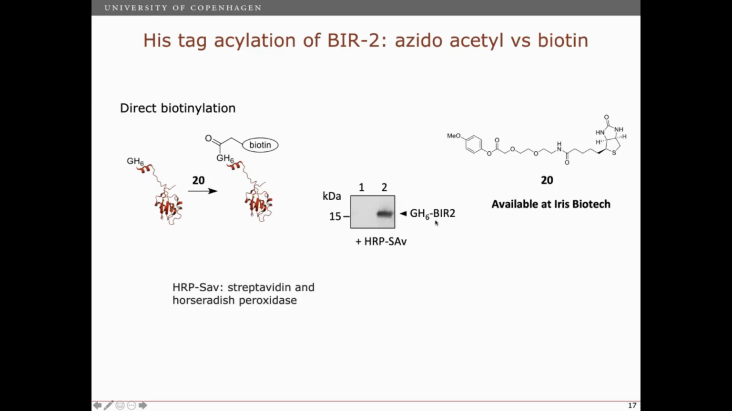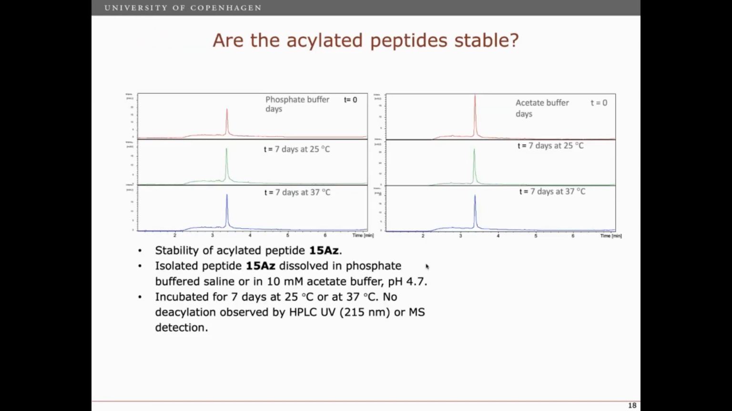You see we can visualize the incorporation on this cutout from a gel. It's biotin, and then we can visualize it by horseradish peroxidase with streptavidin attached to it, and then we can see the activity of the horseradish peroxidase to visualize this. And again, this gives a very nice and selective incorporation.